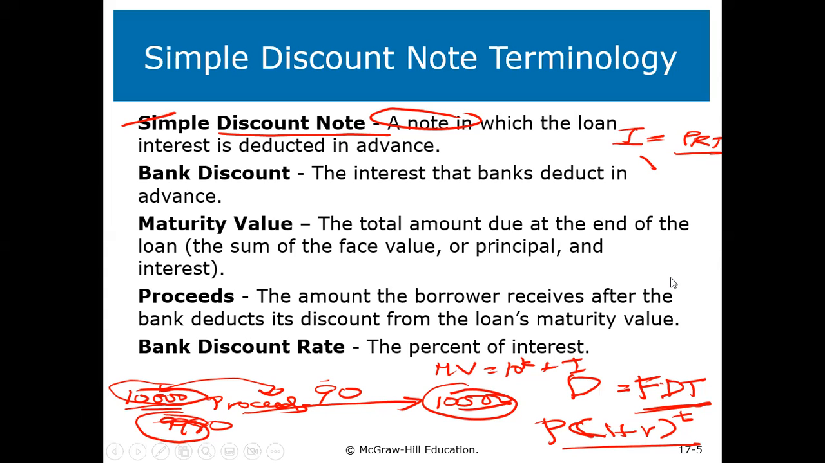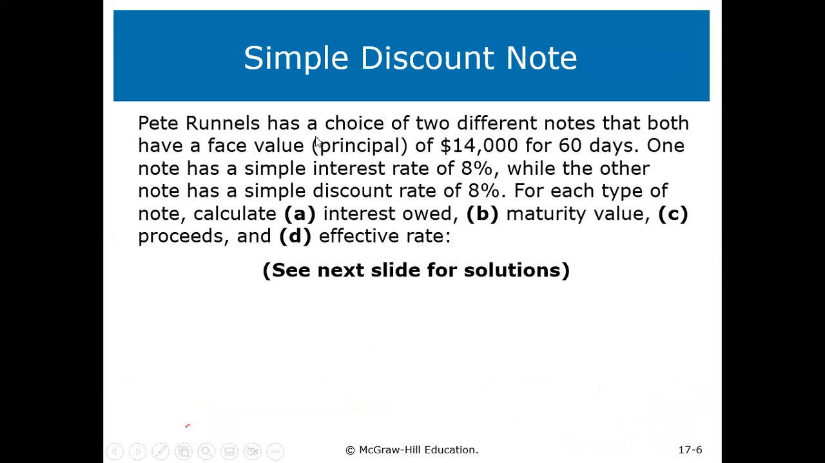Okay, let's go to an example. Okay, so here we have Pete. May choice siya, no? So hihiram kasi siya ng 2 different notes that both have a face value, pareho lang yung face value or yung principal, 14,000. So it's for 60 days. Yung isa, simple interest rate, 8%. The other naman, simple discount rate, 8%.